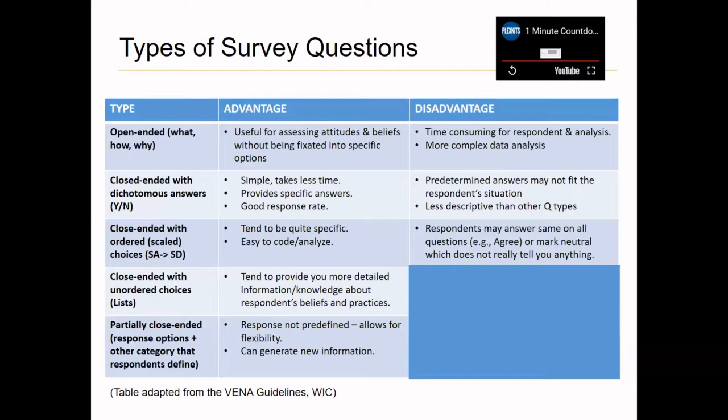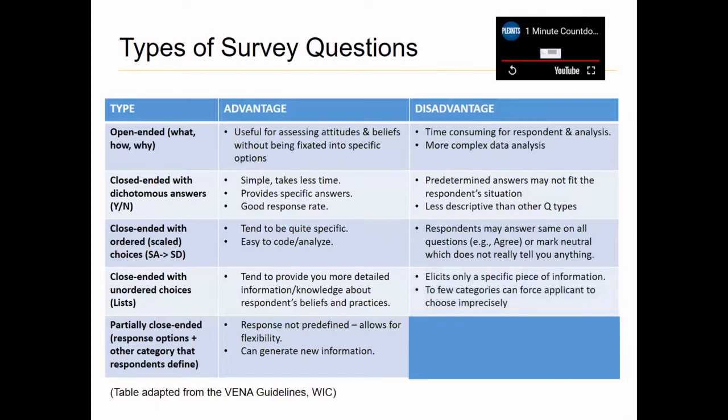So if you can pare down your survey to the most pertinent items, then hopefully people will be more truthful in responding to scaled items. Closed-ended unordered choices lists. Well, sometimes you may not have the option that a person wants to mark.